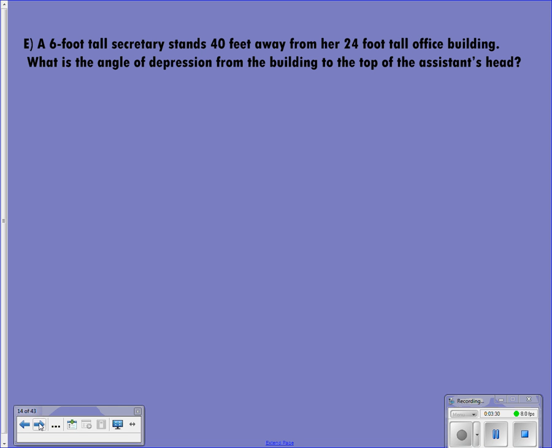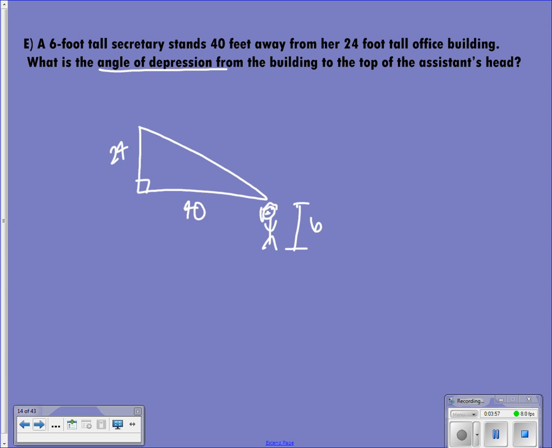Example E, a nice story problem. A 6-foot tall secretary stands 40 feet away from her 24-foot tall office building. I'm just going to stop there. So a secretary, she is 6 feet tall, stands 40 feet away from her 24-foot high office building. What is the angle of depression from the building to the top of her head?